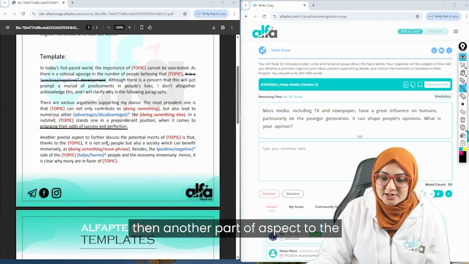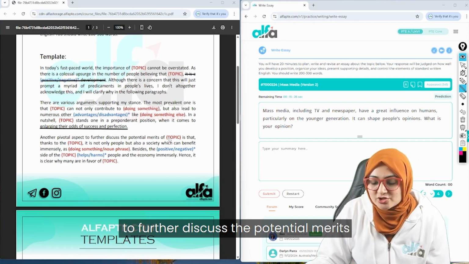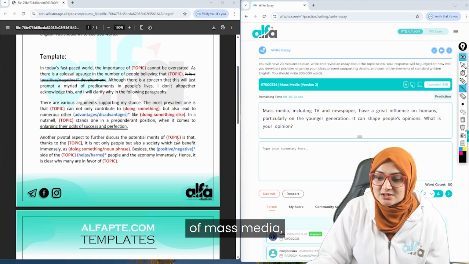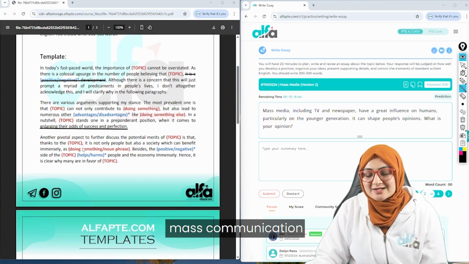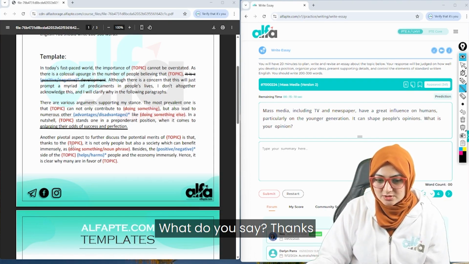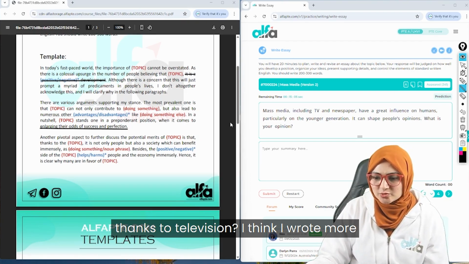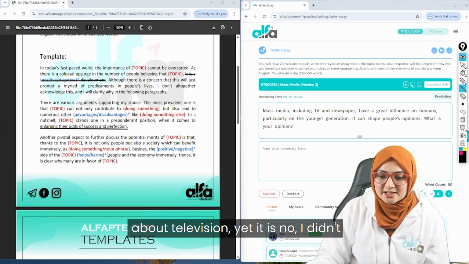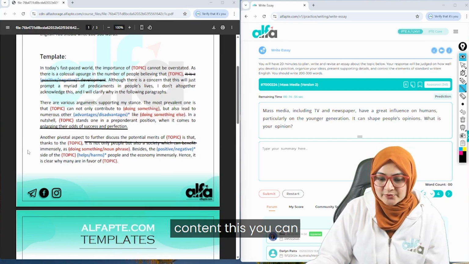Then another aspect to further discuss the potential merits of mass media, especially television and newspaper, is that thanks to having such mass communications, or thanks to television, it is not only the people but also society which can benefit immensely. I wrote more about television here. This entire thing I wrote as content.